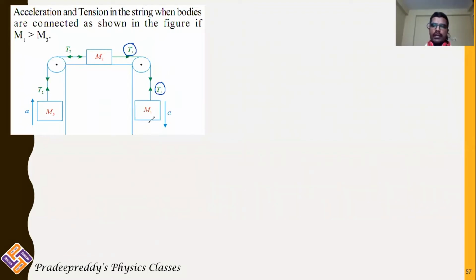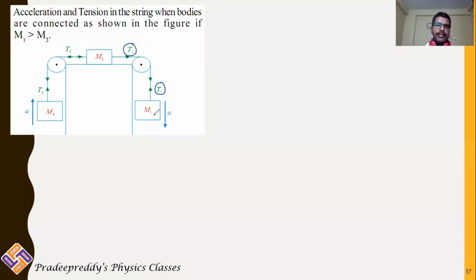So if m1 is pulled downward, m2 will be coming right side because these two masses are attached with the same string. As m2 and m3 are attached with each other, m3 will be going upward. So that will be acceleration A. Right? So all the three bodies move commonly with same acceleration. m1, m2, m3, all the three masses will be moving with common acceleration.